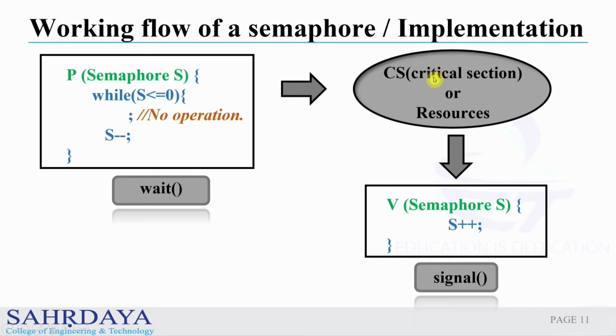And process P1, at the same time in scenario 1, is now executing the critical section, or it is accessing the resources. Now once the process P1 exits the critical section area or has used the resources, it calls the signal operation, and within the signal operation, the value of the semaphore S is incremented, which means right now the value of S becomes 1.